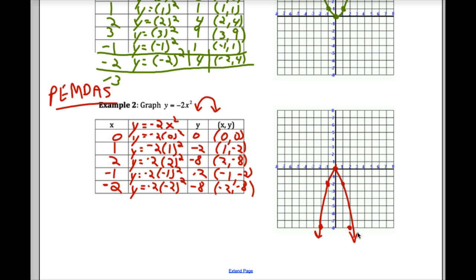I missed that point a little bit, but that's it. It's not a V, guys. It should be more like a U-shaped thing.